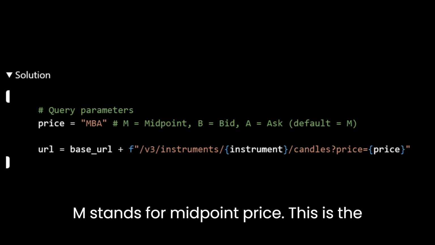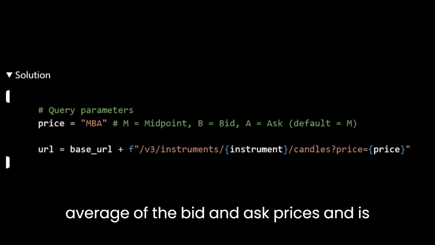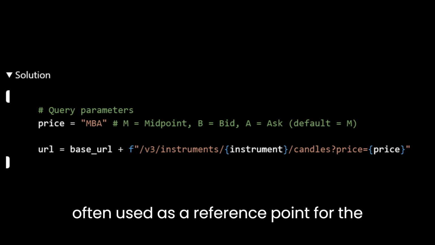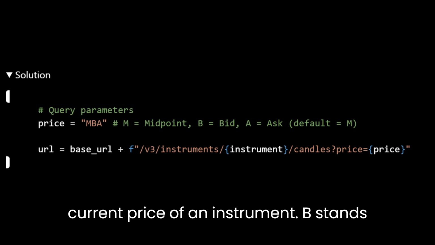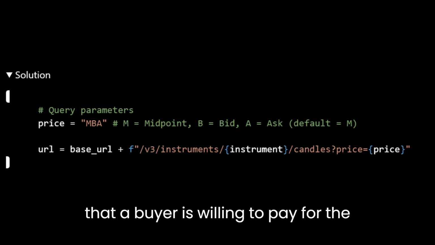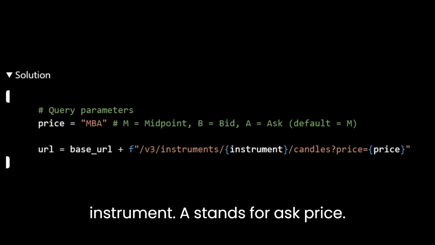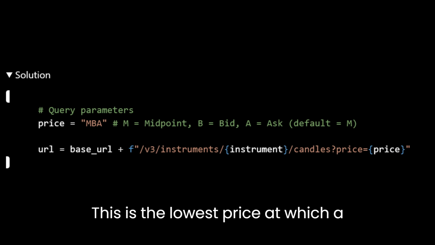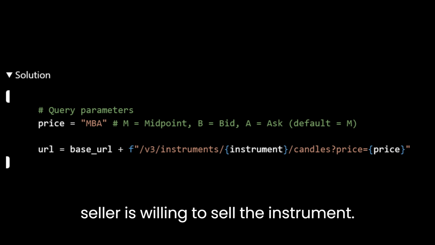M stands for midpoint price. This is the average of the bid and ask prices and is often used as a reference point for the current price of an instrument. B stands for bid price. This is the highest price that a buyer is willing to pay for the instrument. A stands for ask price. This is the lowest price at which a seller is willing to sell the instrument.